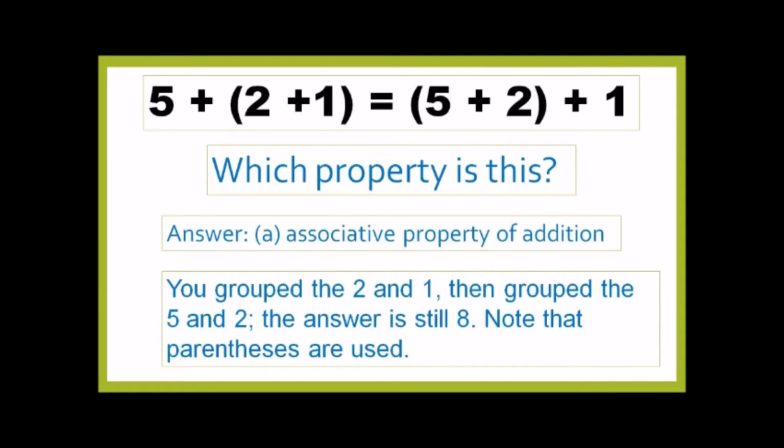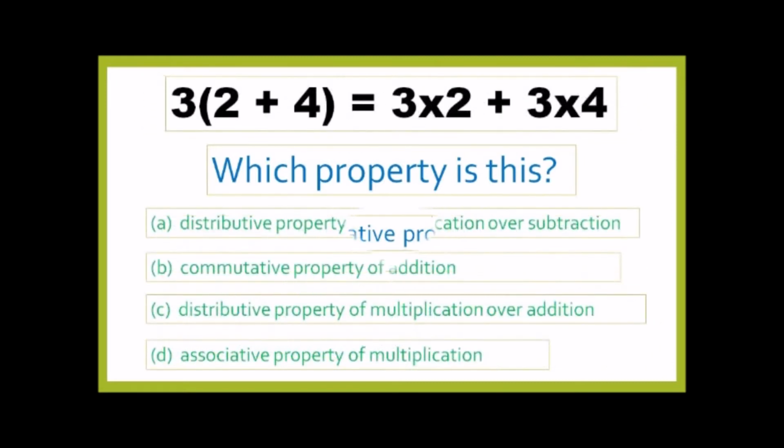You group the 2 and the 1 at the front, and then at the back you group the 5 and the 2. But if you add, you still get the same answer. 5 plus 3 is 8, or 7 plus 1 is 8. And note, parentheses are used, or we call them brackets, but they're actually parentheses. Parentheses are used for associative property, back and front.